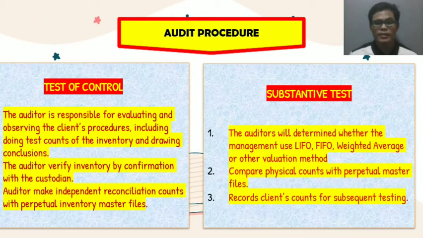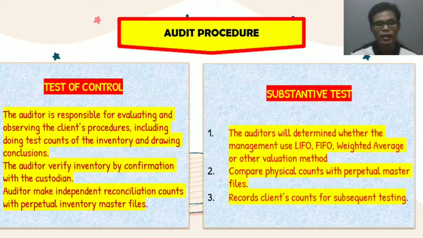Okay, the next slide is about the audit procedure of the management assertion for accuracy. The audit procedure is divided into two categories, which are test of control and substantive test. For test of control, the auditor is responsible for evaluating and observing the client procedure, including doing a test count on the inventory, and finally drawing a conclusion.